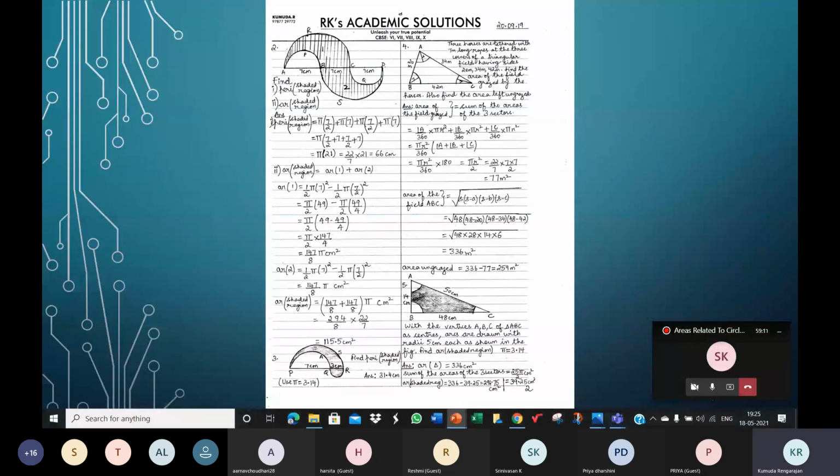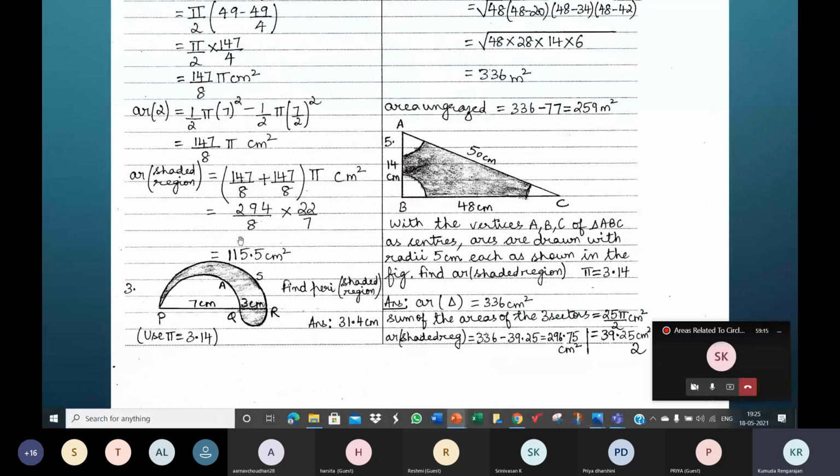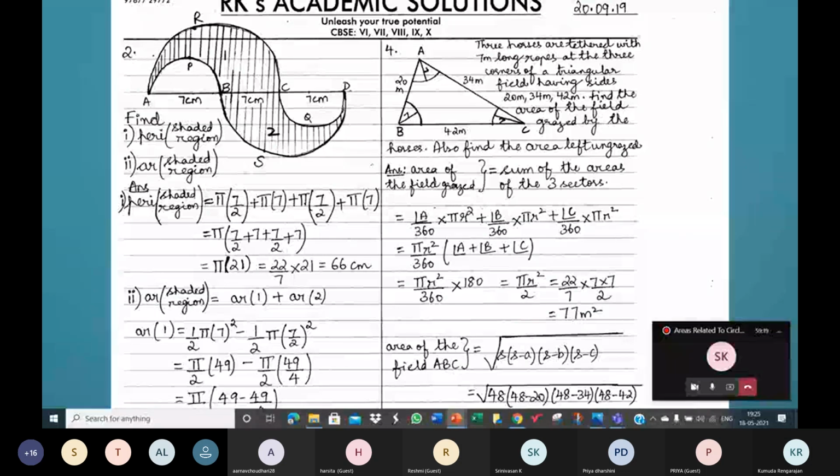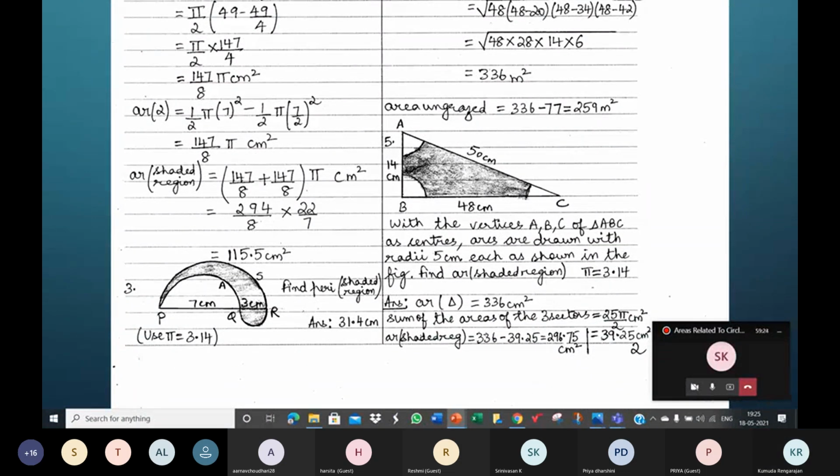I haven't shown the working. You can only see the final answer here. Where is it? I forgot to write the answer. Oh, it's here, children. The final answer is here: 31.4 centimeters.